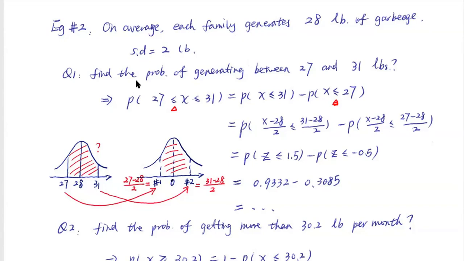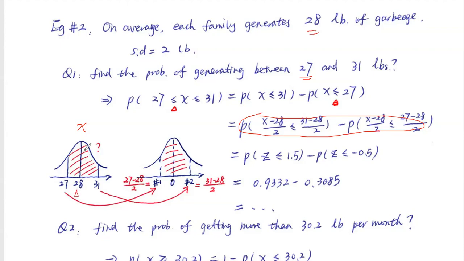Now the question is asking us to find the probability of generating between 27 and 31. So this is our x, right, everybody? As we mentioned earlier, try to draw two bell-shaped curves. Everybody, do not be lazy, okay? You don't have to write it down like that, but try to draw the picture and be very clear. It will help you reduce mistakes. So we know the center is 28. That's the one we have here, 28.